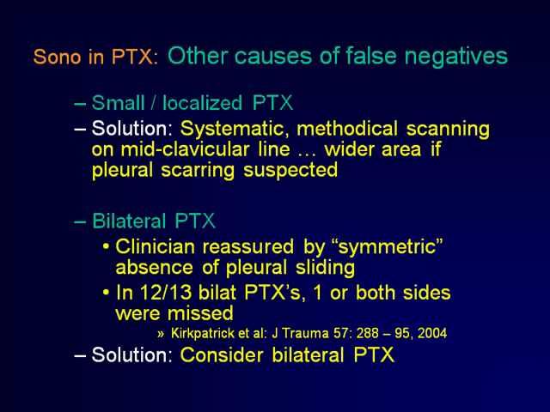Another pitfall that was revealed by Dr. Kirkpatrick in his series was that we have a tendency to compare one hemithorax with the other when we do this exam, and a significant proportion of the pneumothoraces that were missed in his series were bilateral pneumothoraces. In bilateral pneumothoraces, one or both sides had a tendency to be missed. So this is someone who has significant trauma. The possibility of bilateral pneumothorax should be considered, and one should try to avoid relying too heavily on comparisons from one side to the other.